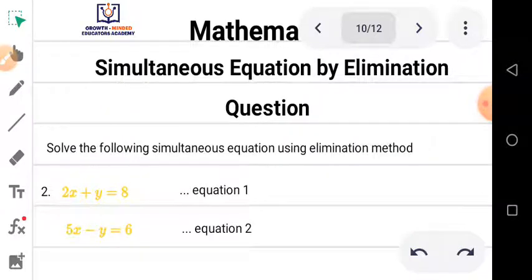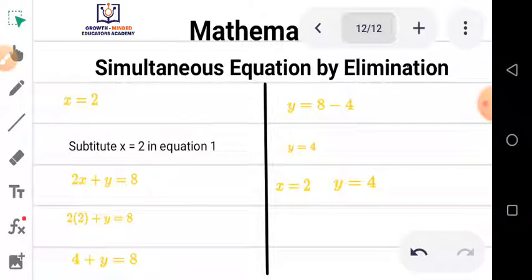Let's just try to check. 2x means 2 times 2, that's 4. And y means 4. 4 plus 4, that's 8. 5 times 2, that's 10. 10 minus 4 equals 6. So you see that is correct. So after solving simultaneous equations, you can always check to see if your answer is right. And that is just how to solve equations by simultaneous equations.